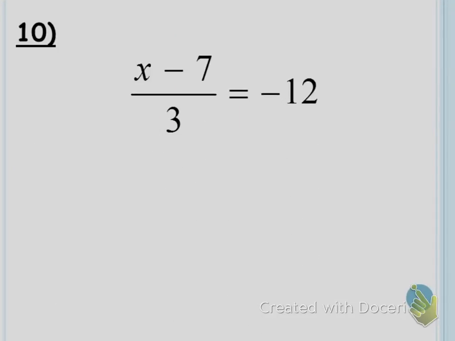All right. Write down number 10. This is where it gets a little tricky. I'm even going to write it down over here so we can see how they're different. The difference here is that there's more being divided by that denominator. The x and the 7 are being divided, not just the x. Okay? So, I like to use a little memory trick to help me with these types of problems. So let me tell you a little story.